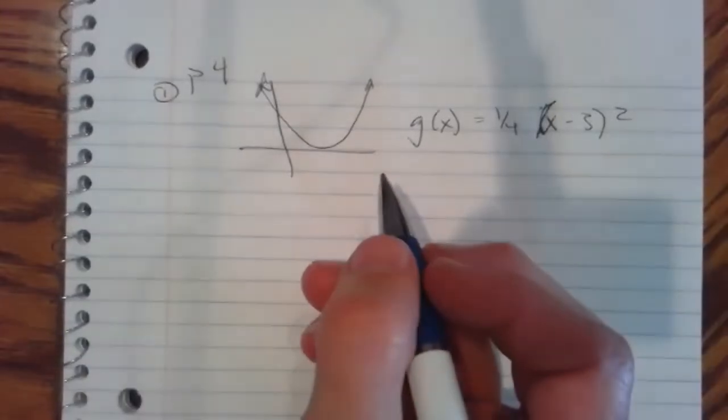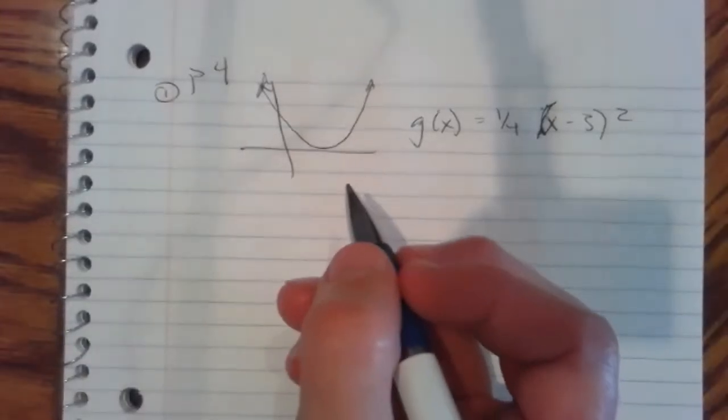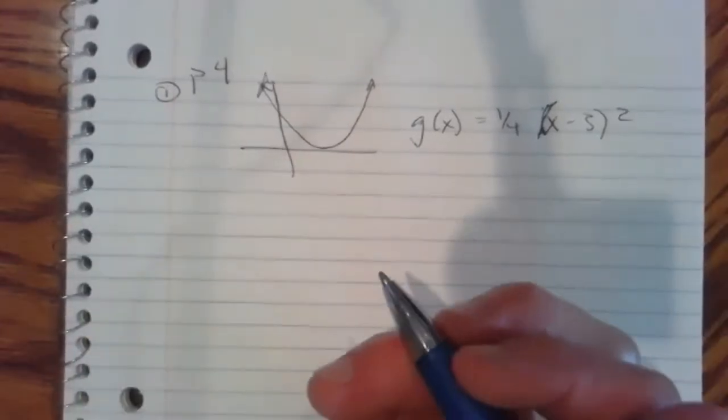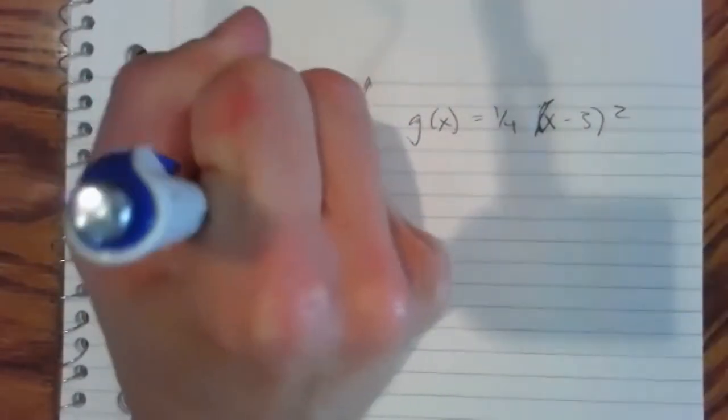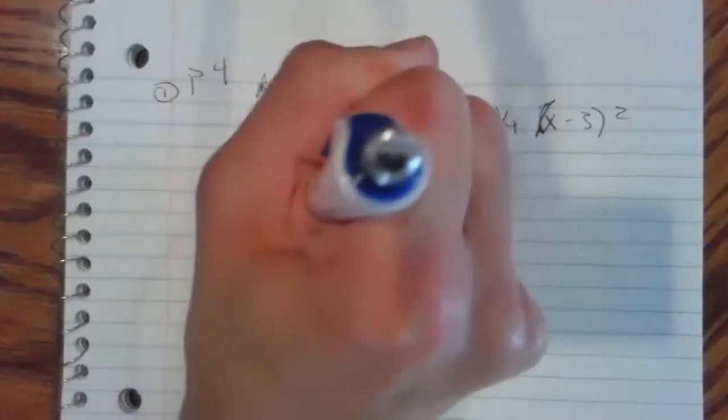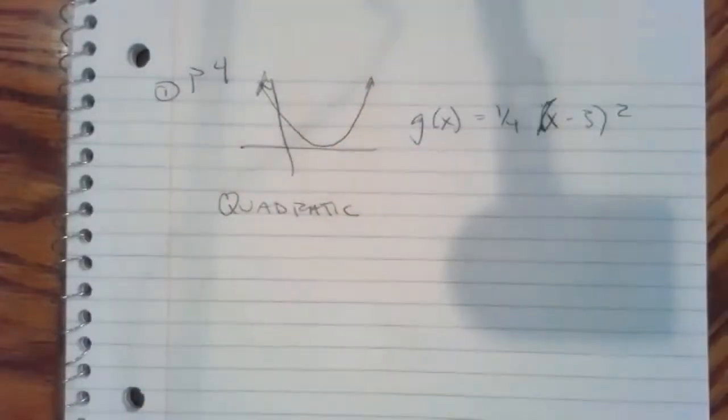Do you think it's a constant? Does it look like a horizontal line? Do you think it's linear? Does it look like a slanted line? Does it look like a capital V? Do you think it's an absolute value function? Nope. I bet you think that the family is a quadratic because it is a parabola, right? It's kind of like a U, but it's not the letter U.